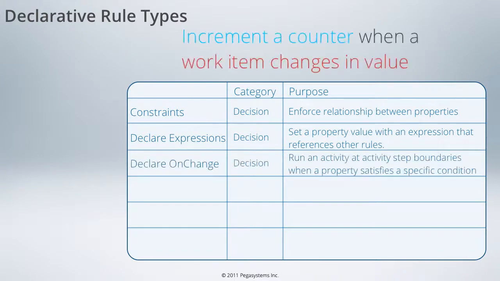Declare on change performs an action, specifically an activity, automatically when the value of a property that we specify to be monitored changes. For example, we can use a declare on change rule to increment a counter each time a work item is updated. Declare on change can also force all processing on a case to be suspended. This may be needed when a case suddenly violates some business policy or federal guidelines.